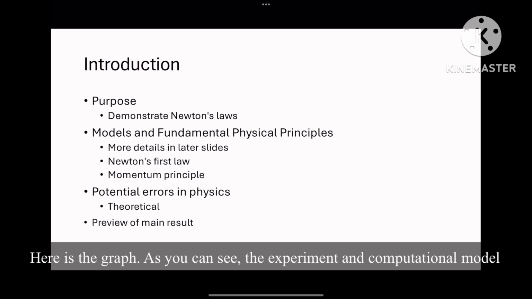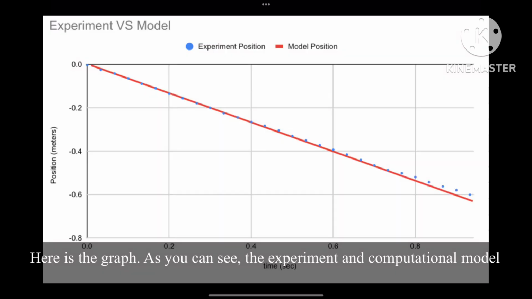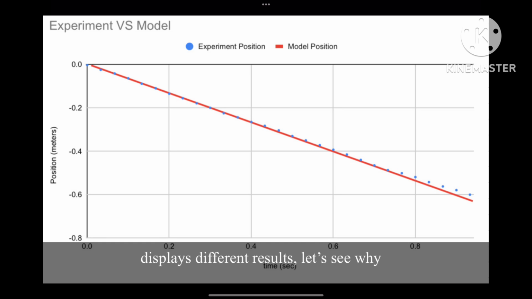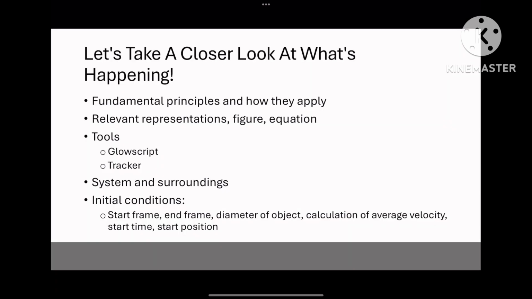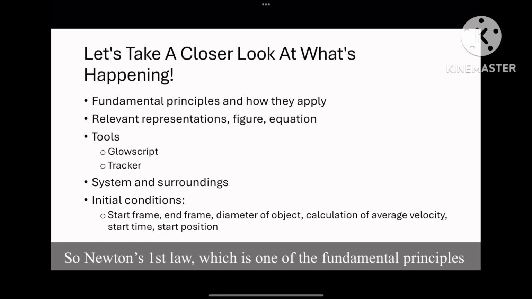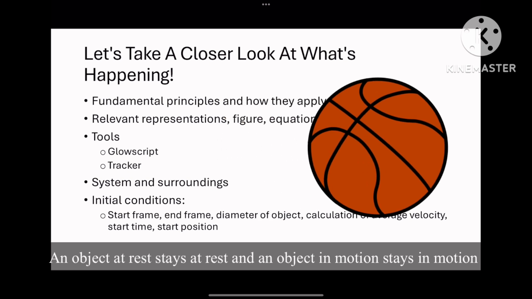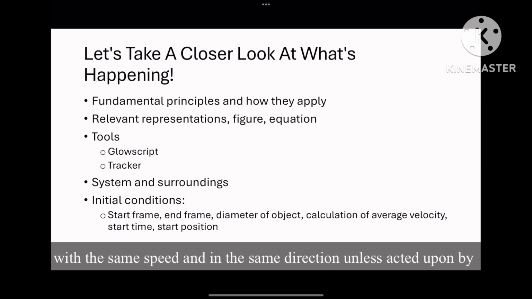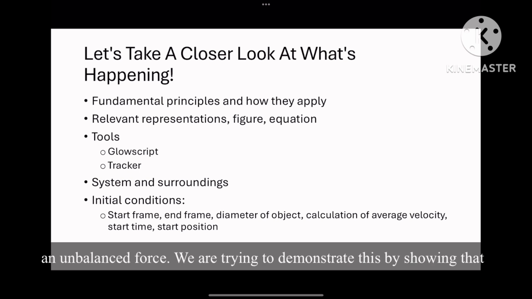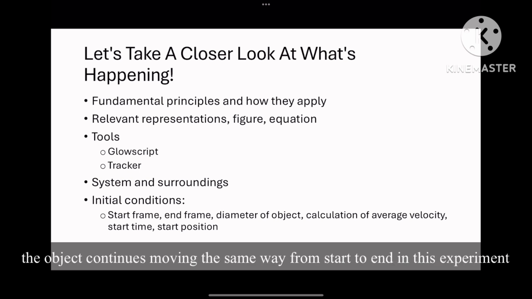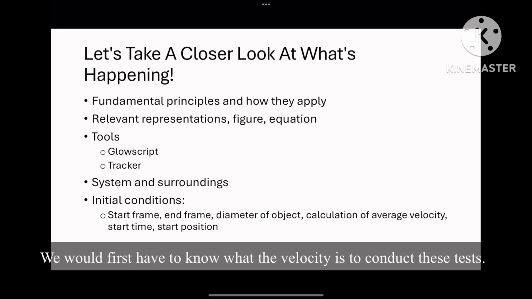So here's the graph. As you can see, the experiment and computational model display different results. Let's see why. Newton's first law, which is one of the fundamental principles we'll be talking about: an object at rest stays at rest and an object in motion stays in motion with the same speed and in the same direction unless acted upon by an unbalanced force. We are trying to demonstrate this by showing that the object continues moving the same way from start to end in this experiment. We would first have to know what the velocity is to conduct these tests.